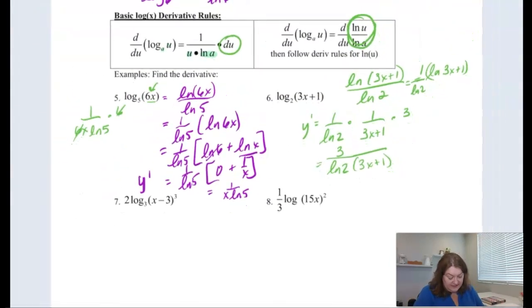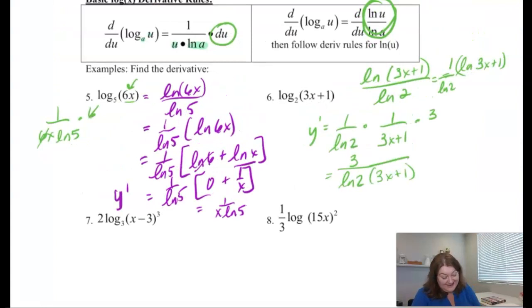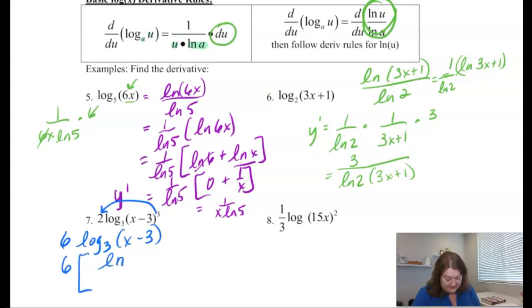Do you want to use the formula or do you like the change of base? I actually like the change of base formula. It's more awkward for me not to use it than to use it. So here it's a log, right? I can use the power to the front. So I get to call this 6 log base 3 of x minus 3. Okay, I'm going to call this 6 ln of x minus 3 over ln of 3.